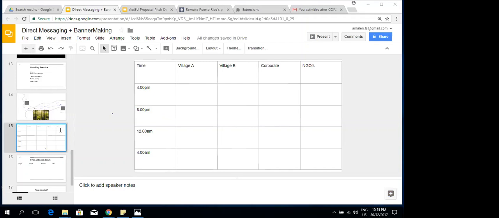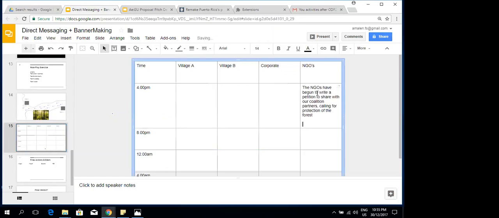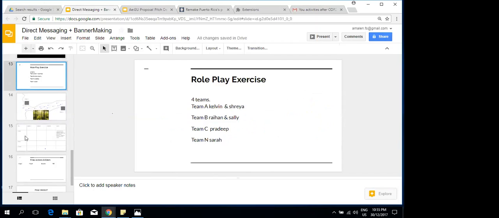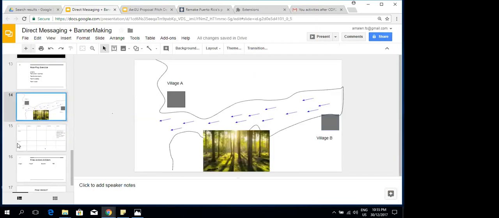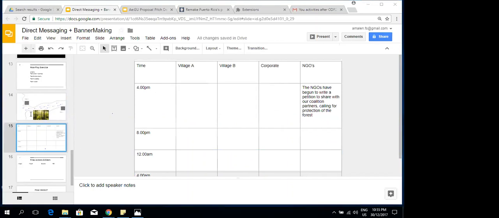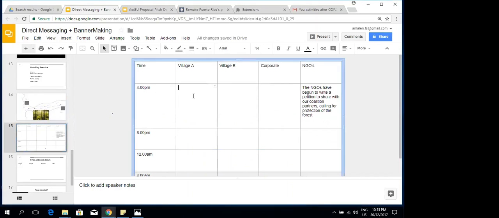Yeah, the first part is mine up to where it says forest, and the second part is Shreya's that she sent me. NGOs decided to do that. Good job. So Shreya is from Village A. You guys are the ones who are going to be most affected. So they're working with the NGOs. Yes, Pradeep, you're going to destroy the forest.